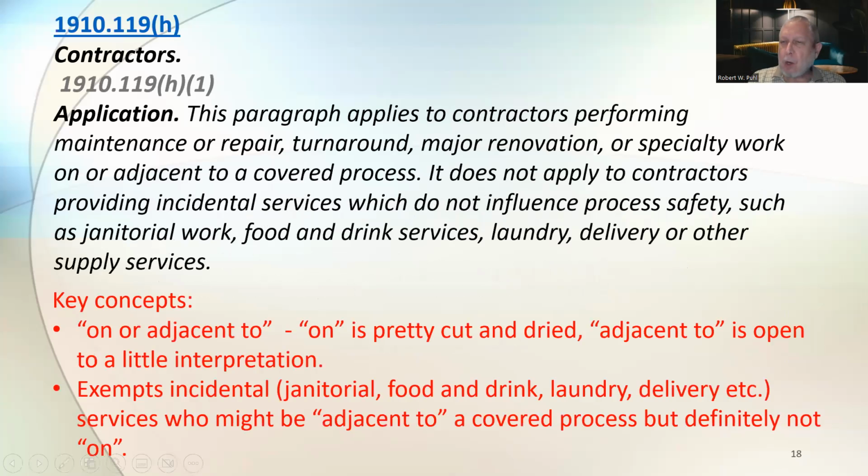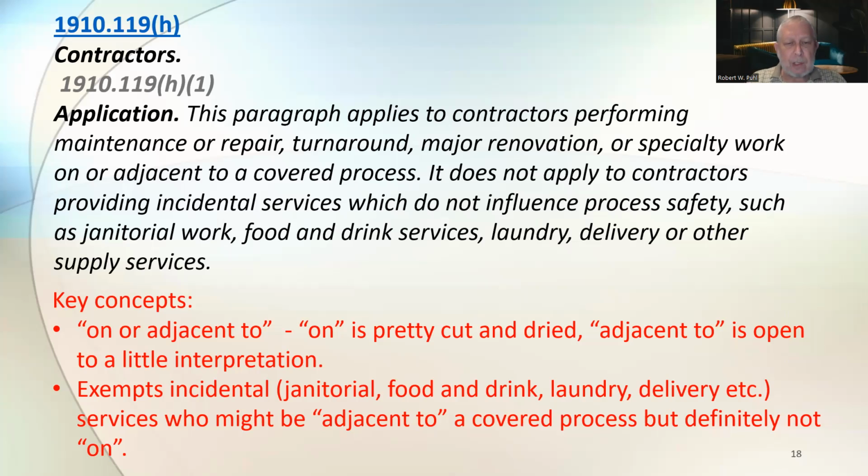This paragraph applies to contractors performing maintenance or repair, turnaround, major renovation, or specialty work on or adjacent to a covered process. Okay, on or adjacent to. So it doesn't mean they're actually working on your system, but if they're right next to it, then they come under this. Because why? Because if they're doing something right next to it, they can impact it, right? It does not apply to contracts providing incidental services which do not influence process safety, such as janitorial work, food and drink services, laundry, delivery, that type of thing. And that makes a lot of sense.